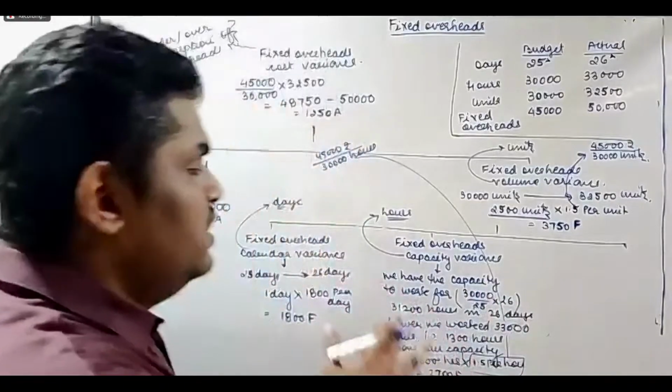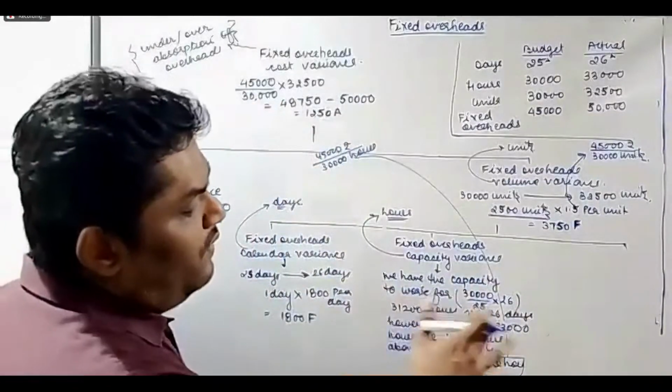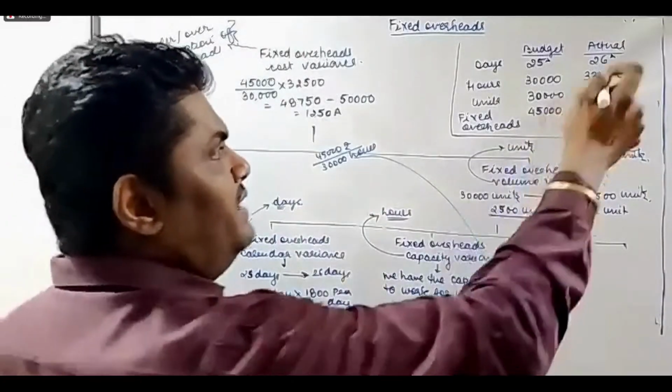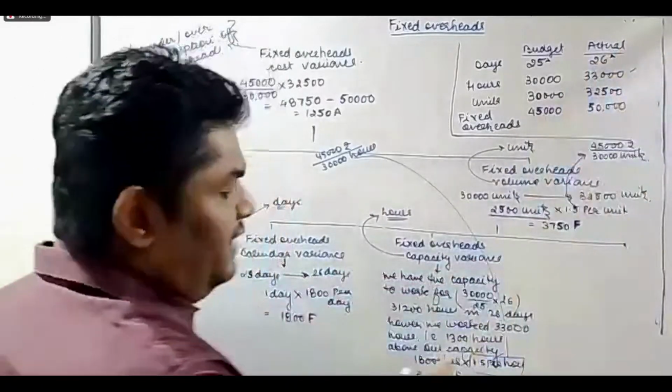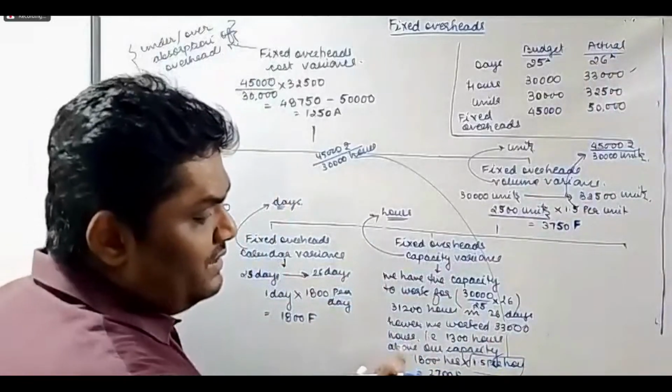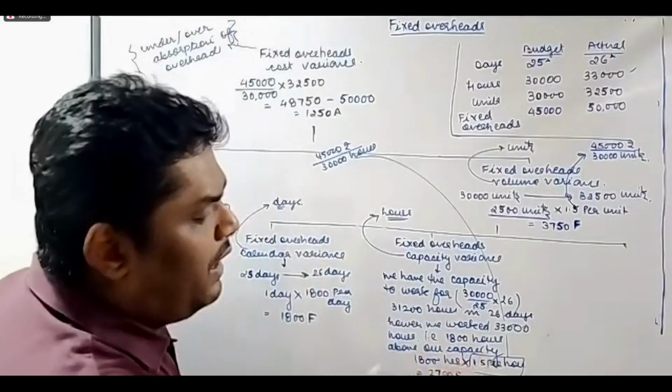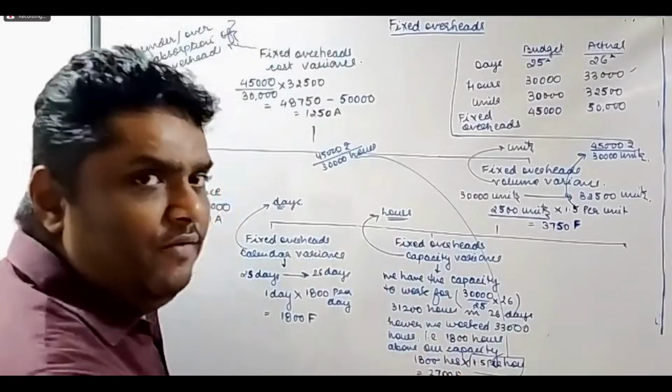Sorry, guys. So we have the capacity to work for 31,200 hours in 26 days. However, in these 26 days, we work for 33,000 hours. That is 1,800 hours above our capacity. So that's why it is favorable for the company.